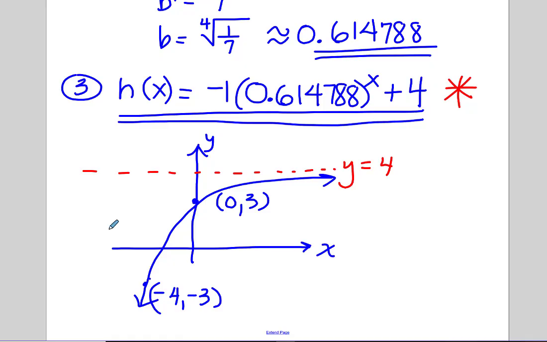And that's just some helpful hints for how you can graph exponential functions without the aid of a calculator. Now we're truly finished with Chapter 3. See you on the other side of the test. Good luck.